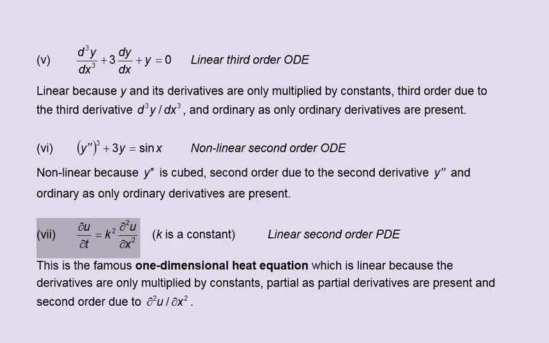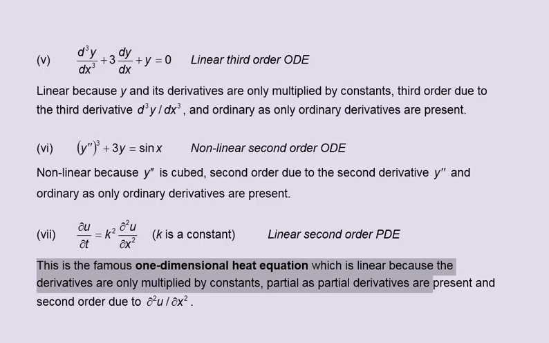7. Partial u with respect to partial t equals k squared times partial 2u with respect to partial x squared, k is a constant. Linear second order PDE. This is the famous one-dimensional heat equation, which is linear because the derivatives are only multiplied by constants, partial as partial derivatives are present, and second order due to the second order partial derivative of u with respect to x.